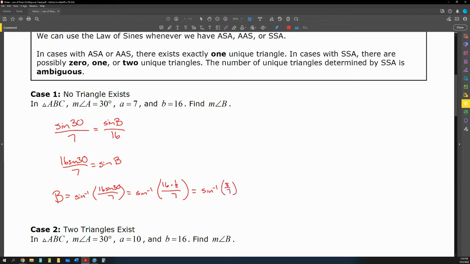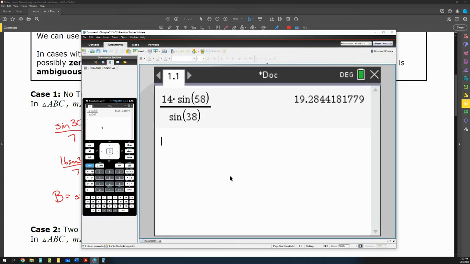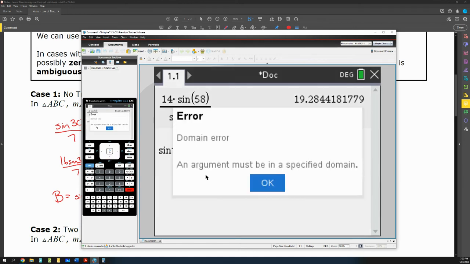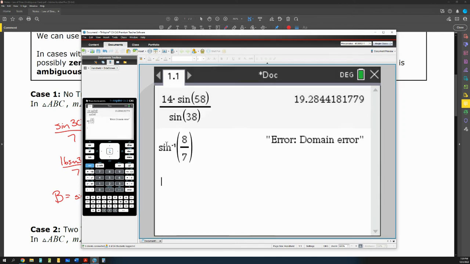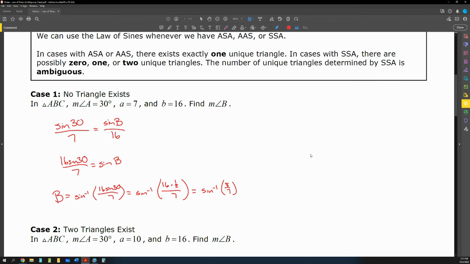Okay? If we plug this into our calculator, so take out your Inspire, we have the inverse sine, so go to your trig button, and then inverse sine of 8/7. You're going to get a domain error. Okay? So consider the domain of the inverse sine. Remember, the domain of the inverse sine is the range of the sine. So it's the same to consider the range of the sine. Well, the range of the sine is from -1 to 1. And so here, we get a domain error. This means that this value is undefined.